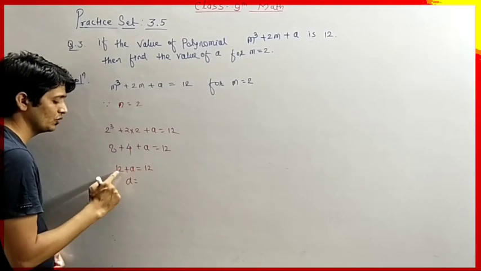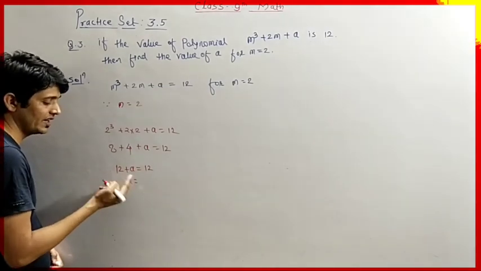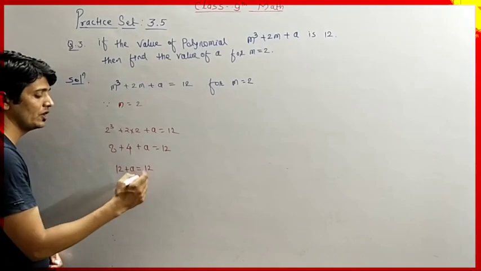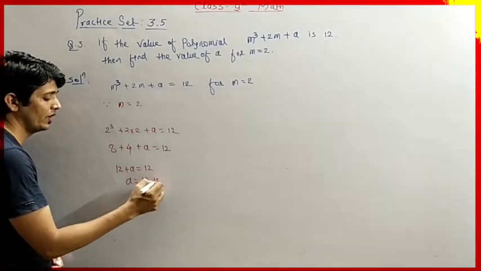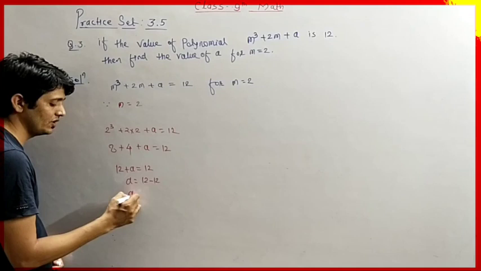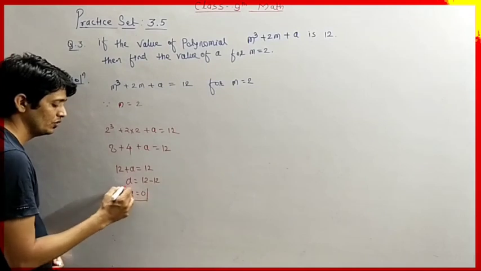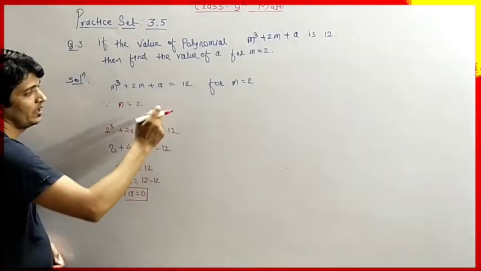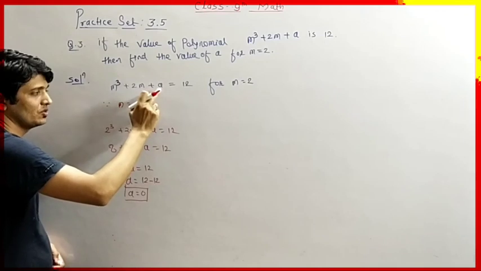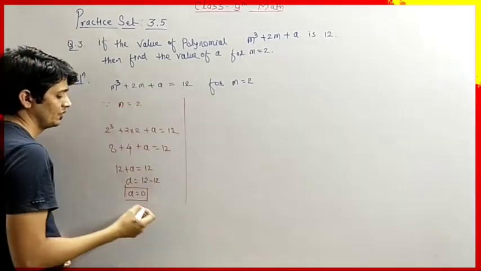So a equals, we are transferring this 12 to the other side. It is positive, so it will go in negative form. So 12 minus 12 is 0. Therefore a equals 0. Okay, so here the value of a is 0.